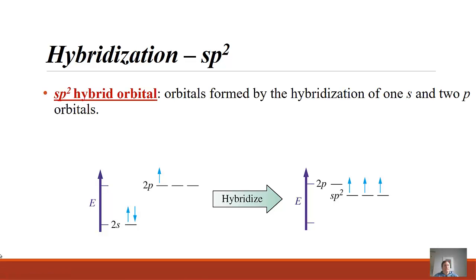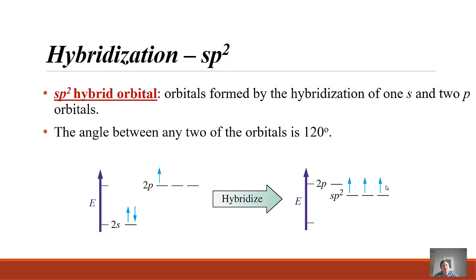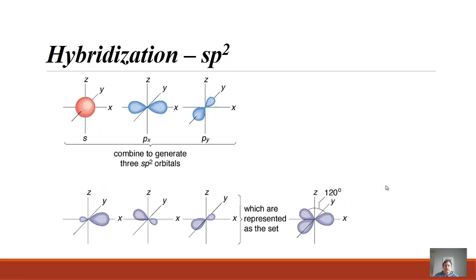Okay, our next type is an sp2. Remember, an sp2 is one s orbital and two p orbitals. So here's our s, our p's, and we're going to form one, two, three sp2 orbitals. The angle between these is about 120 degrees, kind of like a trigonal planar. Okay, so here's our s, here's our two p's, and when they form, we get something that looks like this. There's our trigonal planar right there, the 120 degrees between them.